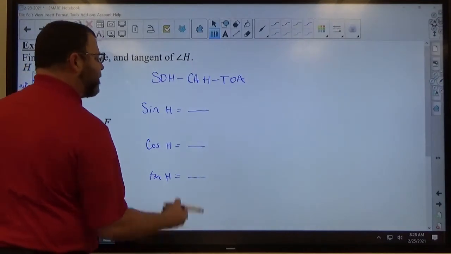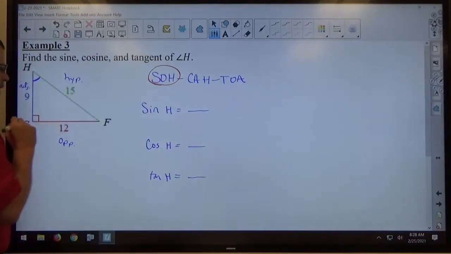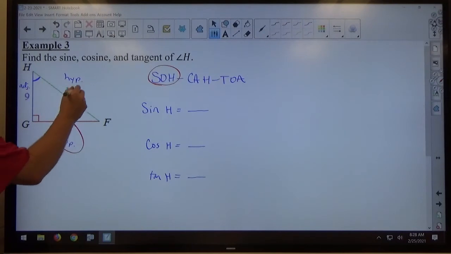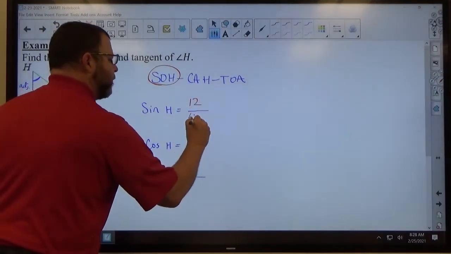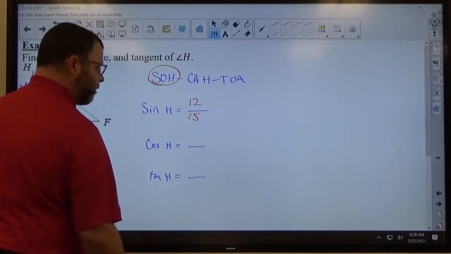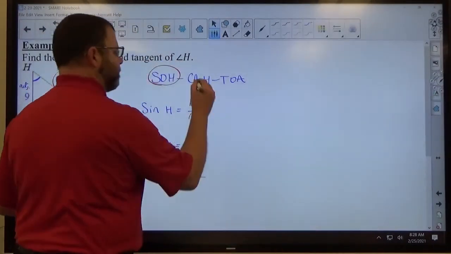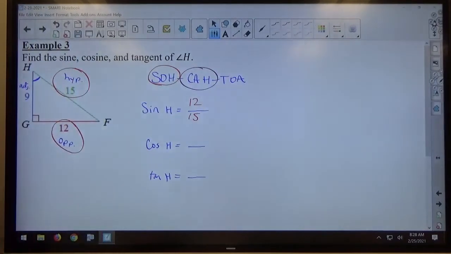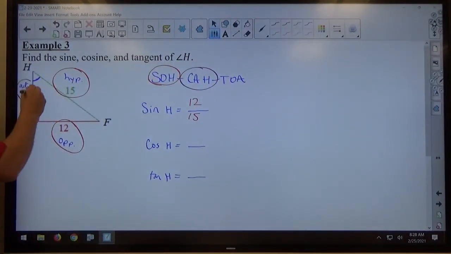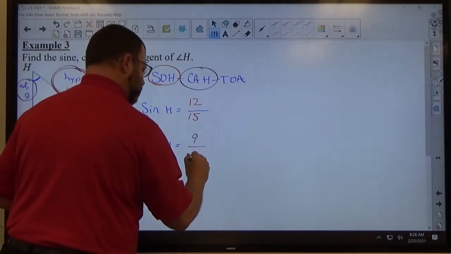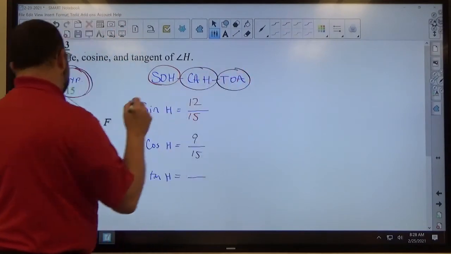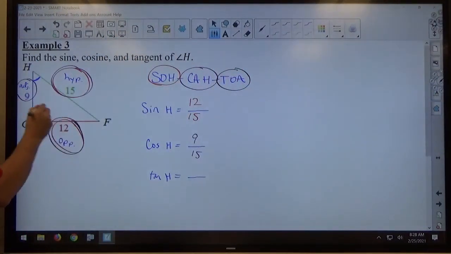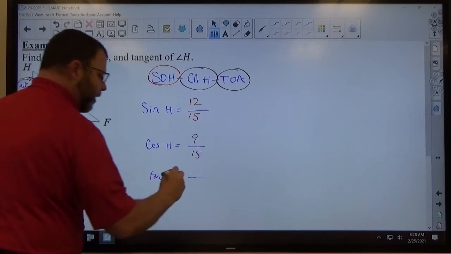Sine is defined as opposite over hypotenuse. So opposite is 12, hypotenuse is 15. So 12 over 15 is the sine of h. Cosine is defined as adjacent over hypotenuse. Here's adjacent, here's hypotenuse, so 9 over 15. And tangent is defined as opposite over adjacent, opposite 12, adjacent 9, so 12 over 9.